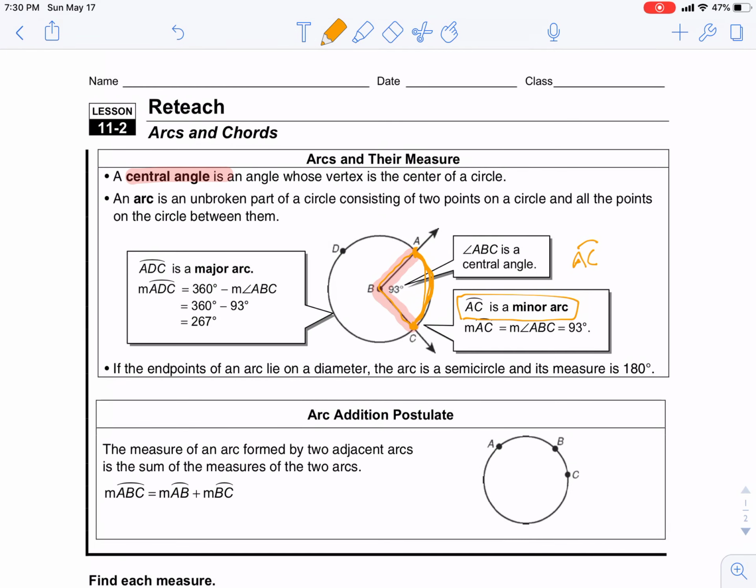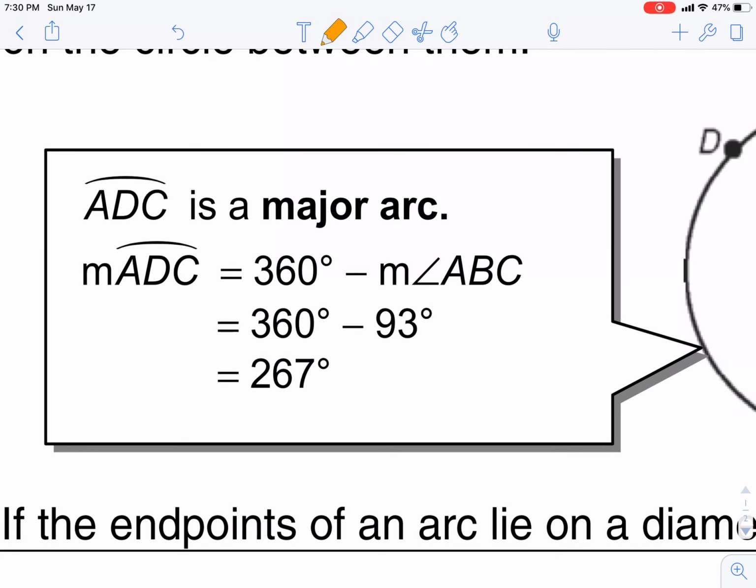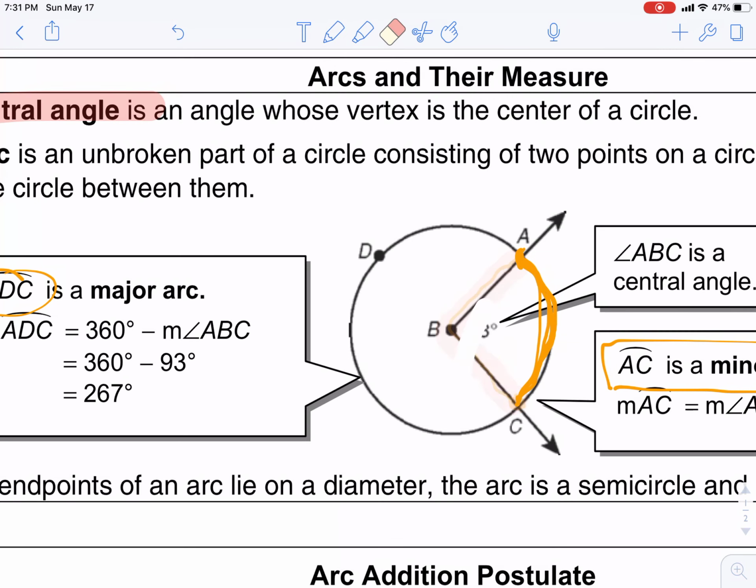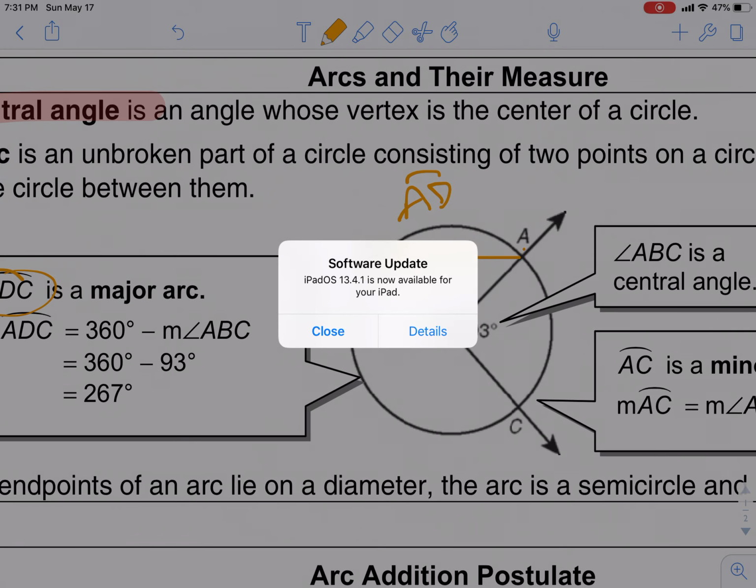A major arc, usually we do major arcs are bigger than 180 degrees. Minor arcs are usually less than, and we write major arcs with 3 points for sure. Okay, so if I was looking at this and I said, hey, what's the measure of A to D? I would be talking about the short way around.